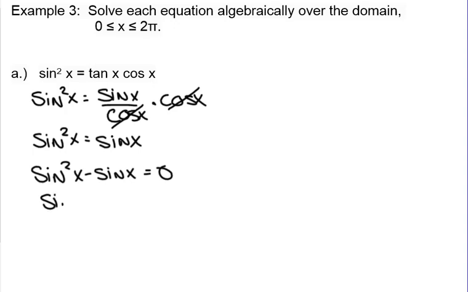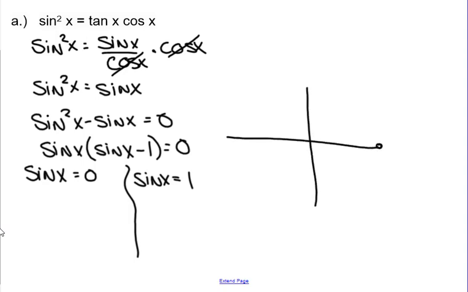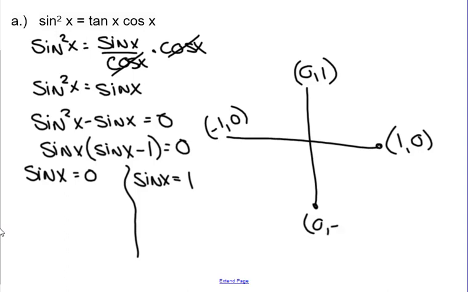Take out a common factor. So now, set each piece equal to 0. We've got sine of x is equal to 0 and sine of x is equal to 1. Again, those are our sort of what I like to call quadrantal values. Here we've got (1, 0), (0, 1), (-1, 0), and (0, -1).